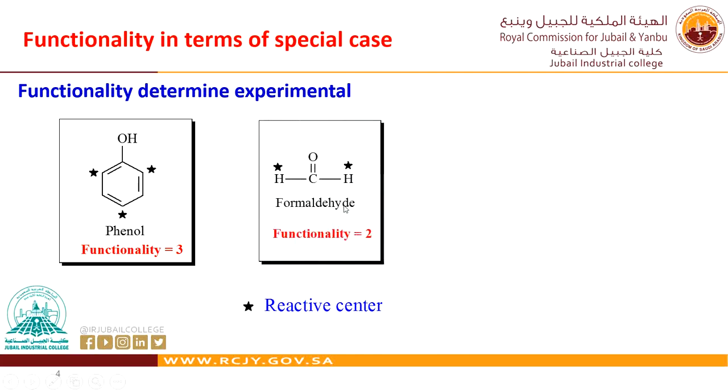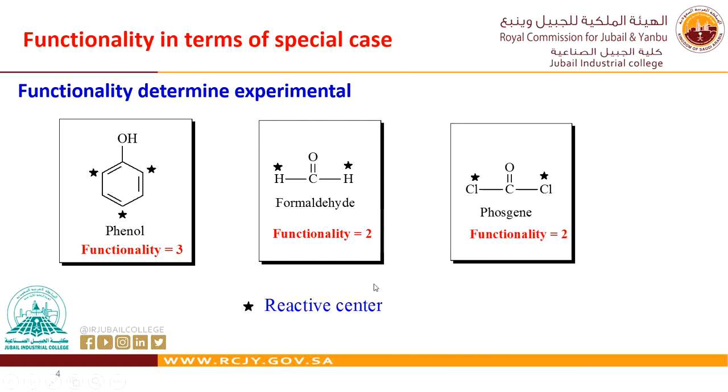Another special case is formaldehyde. Formaldehyde was discovered to react at this point and at this point. Star means reactive center, the point where it will form a bond. So the functionality here is 2. Another special case we are going to consider in this polymer chemistry course is phosgene. Phosgene was previously used for the production of polycarbonates. It was also discovered to react at this point and at this point. So you have a star here, which means the functionality is equal to 2.